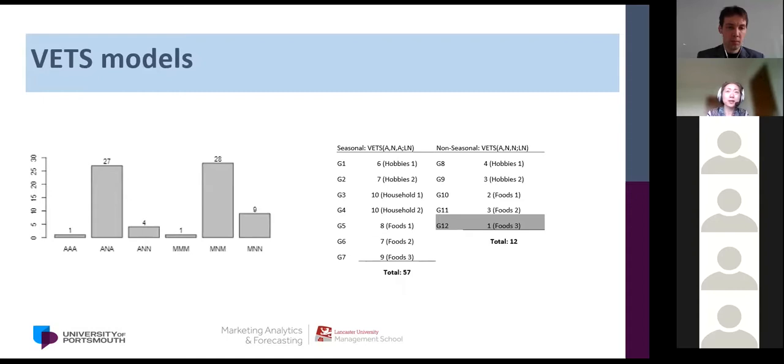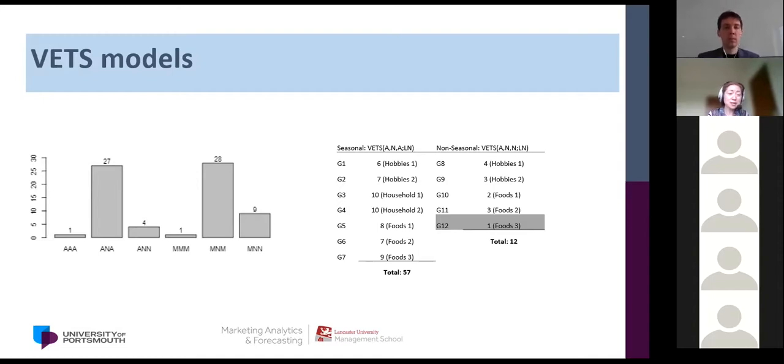So before we could apply our VETS-PIC taxonomy, we needed to put these 70 products into groups, and we needed to decide on what vector ETS models to apply. So on the left-hand side in the graph, we did a univariate ETS model selection procedure. And then these are the models selected. So most of them are seasonal, not surprisingly. Only two of them are trended, that's AAA and MMM. We looked at those two series closely, and the trend patterns were very mild. So we decided to keep them in the analysis, but treat them as non-trended.